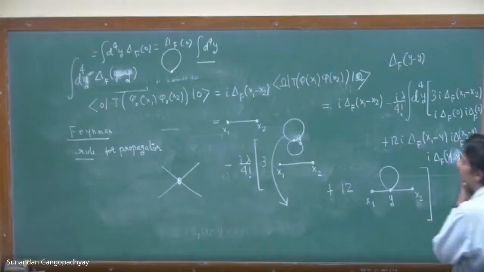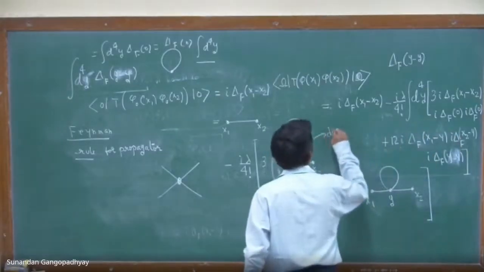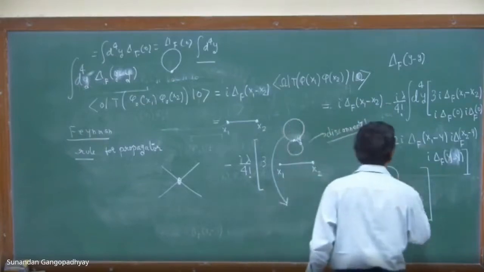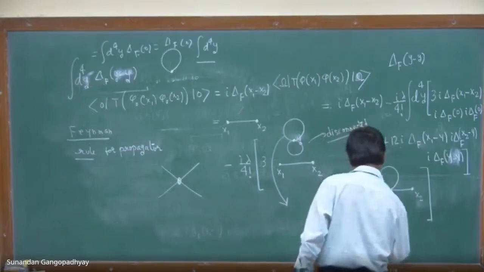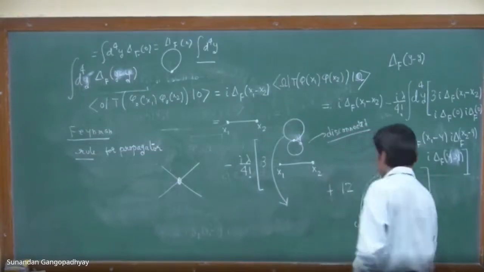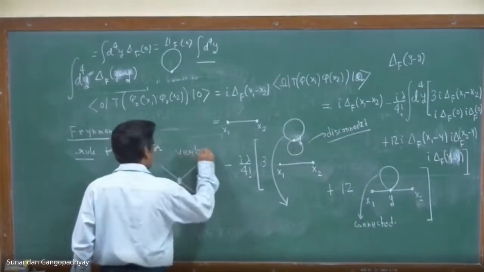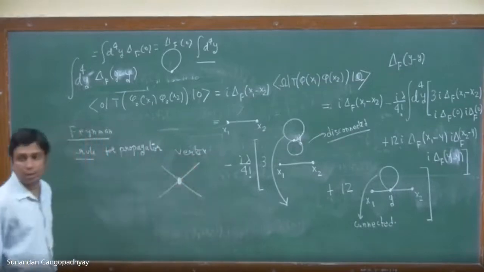Sir, there are four lines because of the phi to the fourth interaction. Okay. So let me just tell you that this is disconnected. As I mentioned earlier, this is a disconnected diagram and this is a connected diagram. And this is a vertex. At the vertex, you will have four lines. This is because of the phi to the fourth interaction.